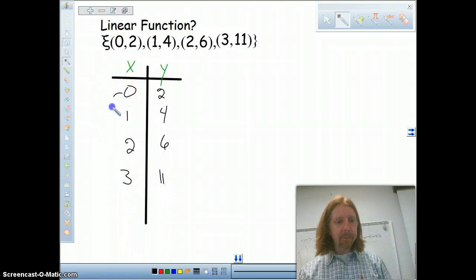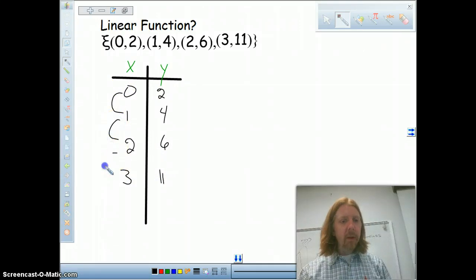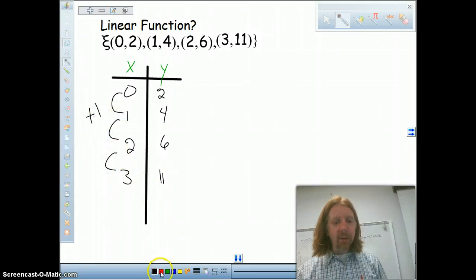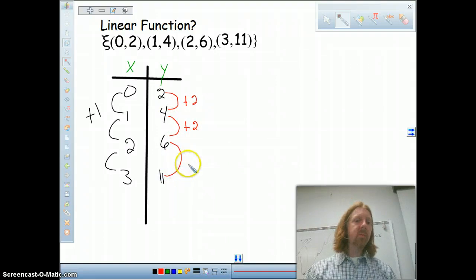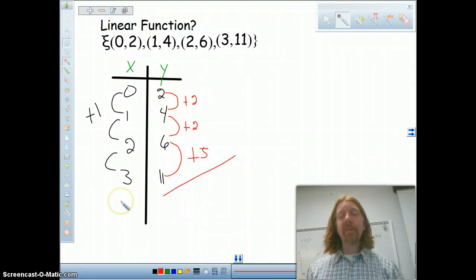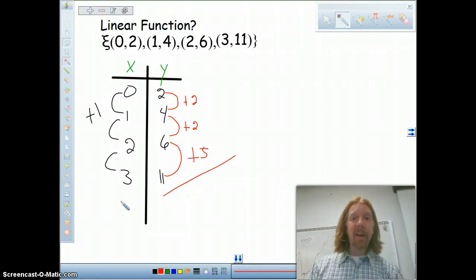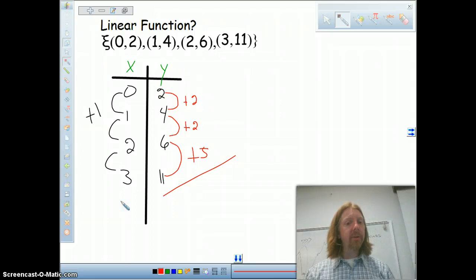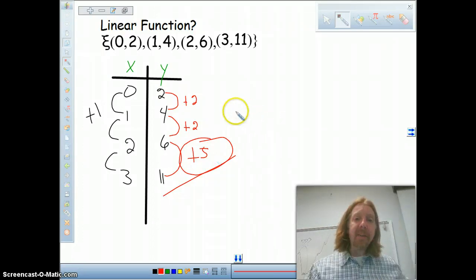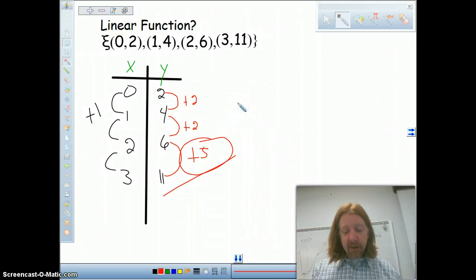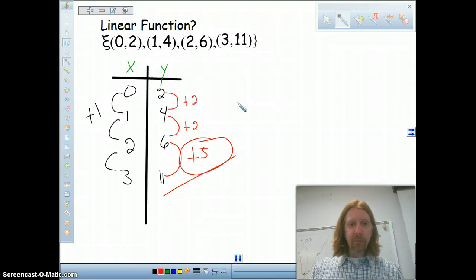Now let's check. These are all going up by increments of +1. That's a good sign. Now let's check. That goes up by +2. That goes up by +2. Oh, +5. That doesn't work now. So that's a sign that what I'm looking at is not going to be a linear function. This +5 means that it's not going to follow that nice steady path anymore. And I can go ahead and reject this data as a linear function.